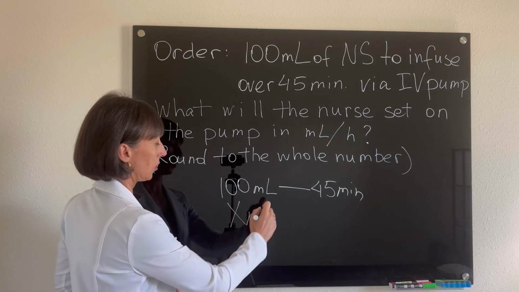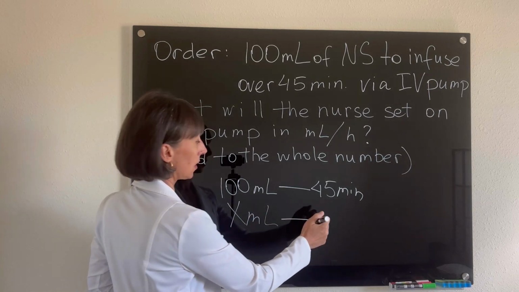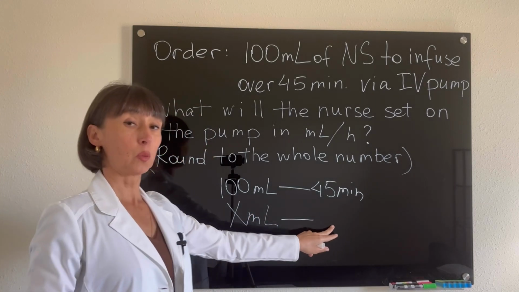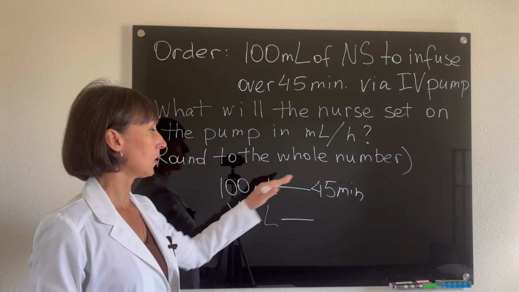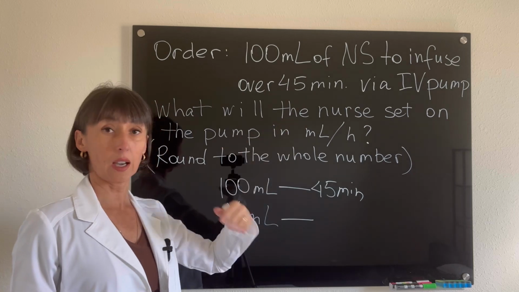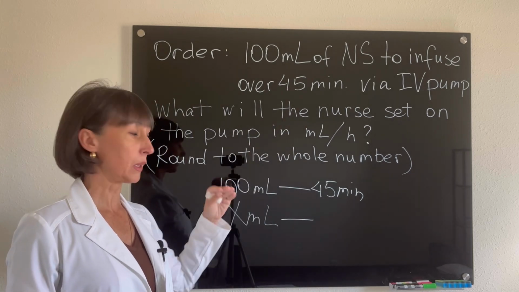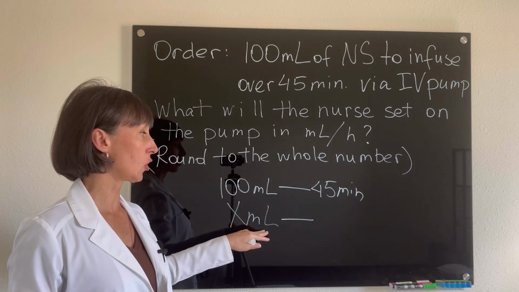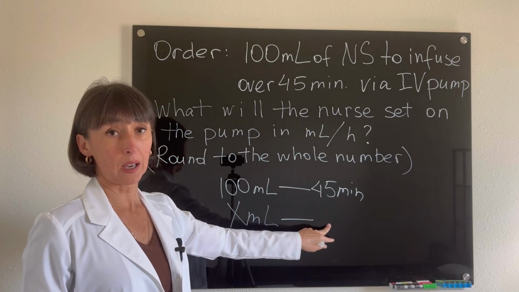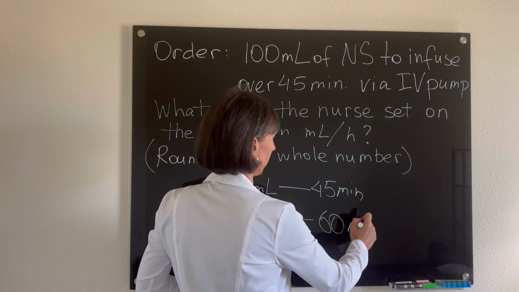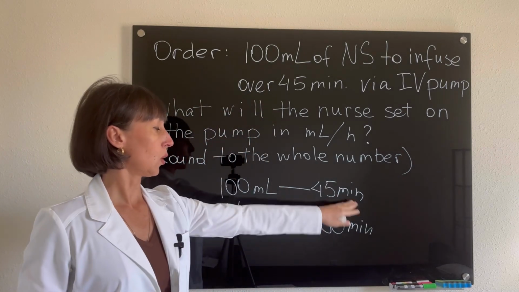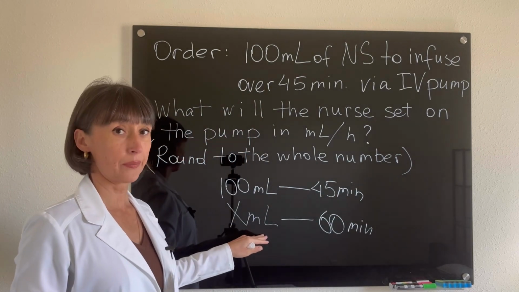X milliliters is, however, I can't put 1 hour here because I have to have milliliters under milliliters, minutes under minutes, hours under hours, milligram under milligram. Remember, the same measure goes under the same measure. So I'm going to quickly convert my hour to 60 minutes. And now it's all set properly.